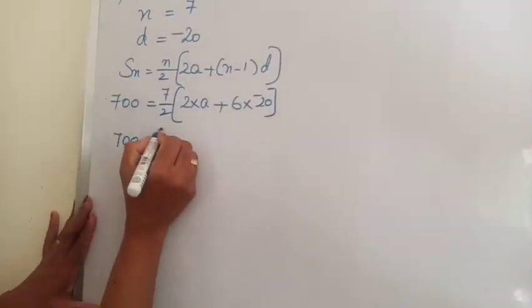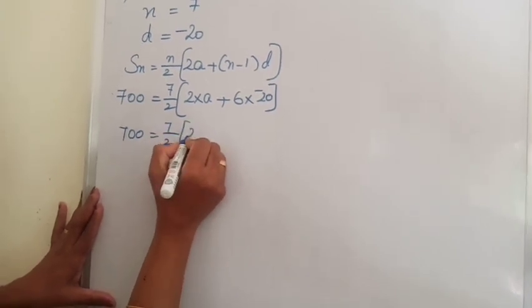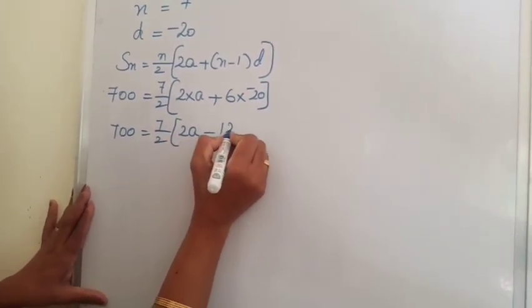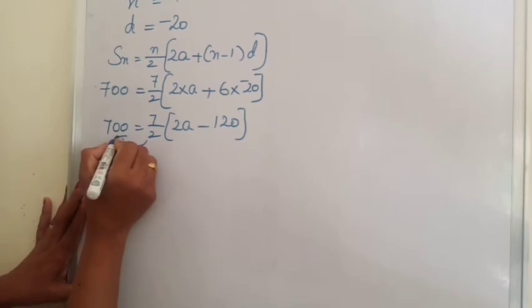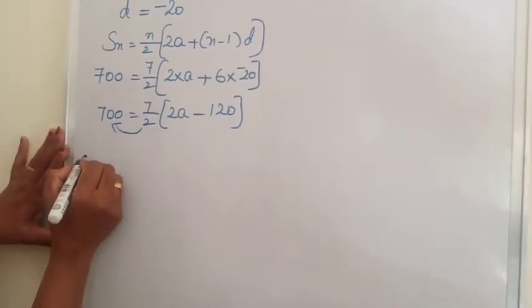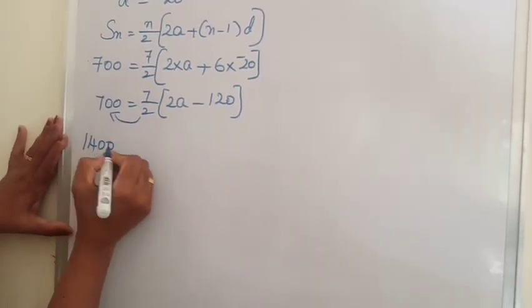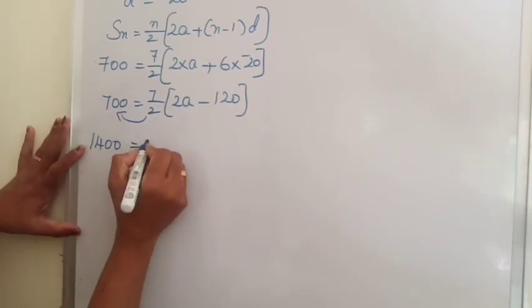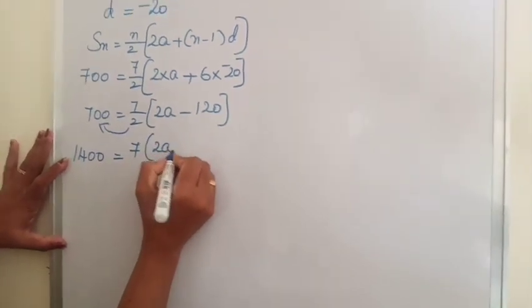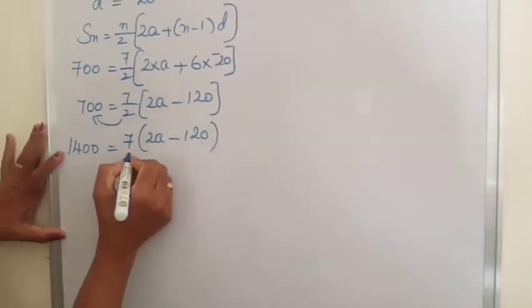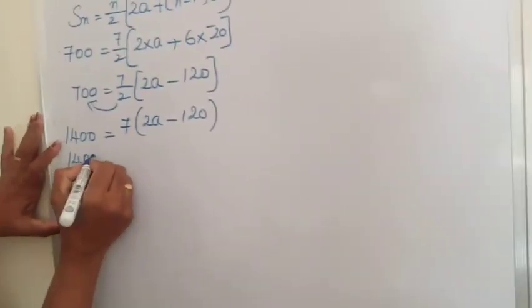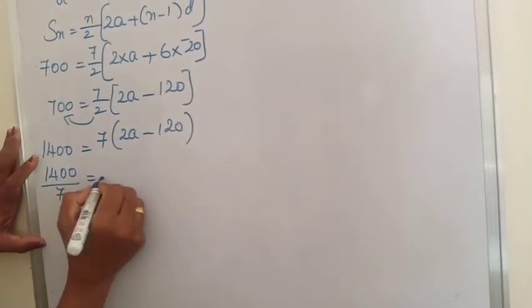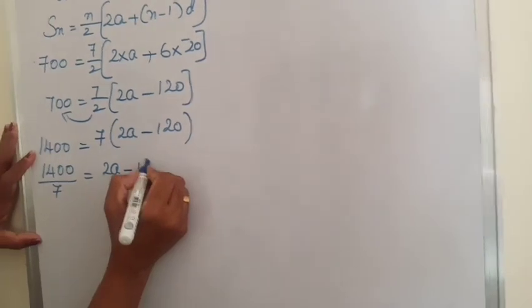700 equals 7 by 2 into 2A minus 120. This 2 we will cross multiply. So we will get 1400 equals 7 into 2A minus 120. Now this 7 we will divide this side. 1400 by 7 is equal to 2a minus 120.